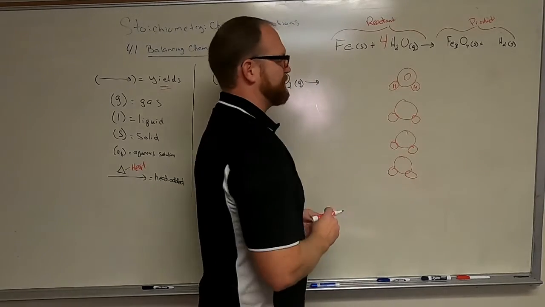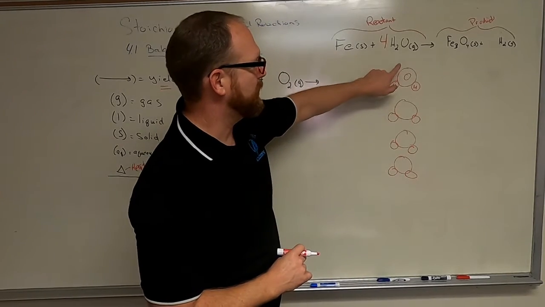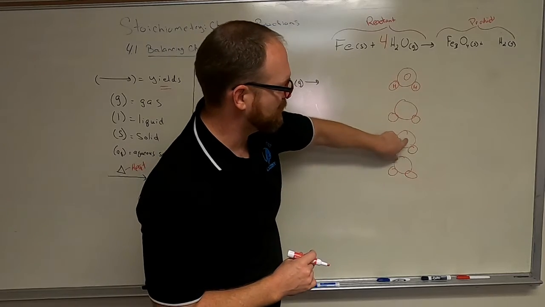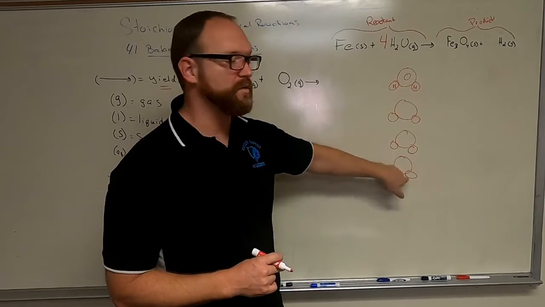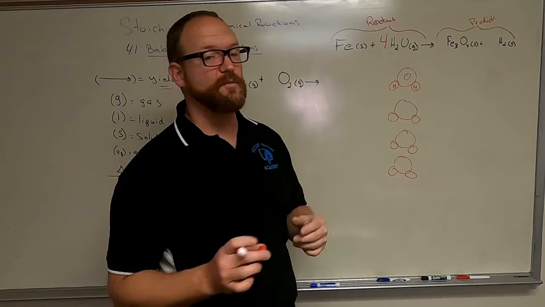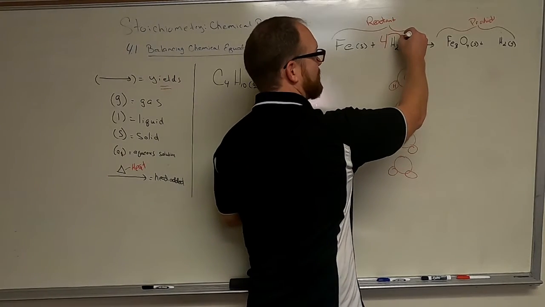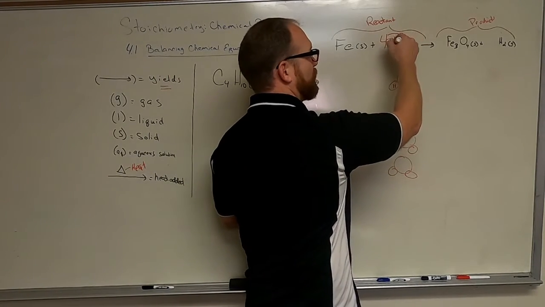And if you could imagine it like that, now how many oxygens do I have? Well, 1, 2, 3, 4. I have 4 of them. And in the same way that 4 is multiplied to that O, it's also going to be multiplied to that H.